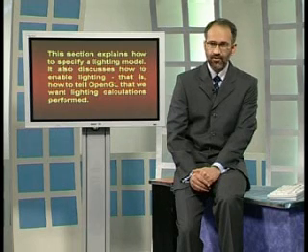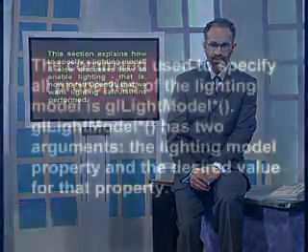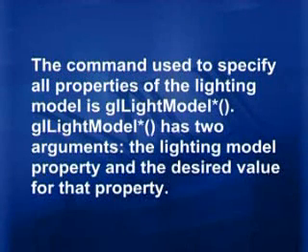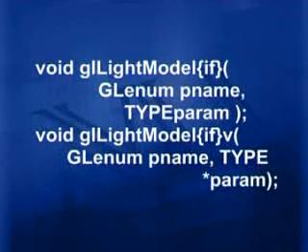This section explains how to specify a lighting model. It also discusses how to enable lighting, that is, how to tell OpenGL that we want lighting calculations to be performed. The command used to specify all properties of the lighting model is glLightModel and its variations. glLightModel has two arguments, the lighting model property and the desired value for that property. So we use this command with these two parameters only. void glLightModel{if}(GLenum pname, TYPE param); and similarly, its vector version, void glLightModel{if}v(GLenum pname, TYPE *param), which makes use of the parameter value being a pointer to values.